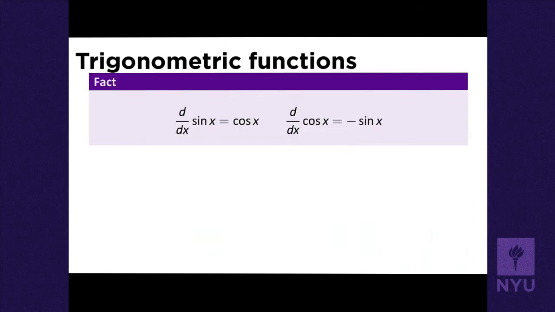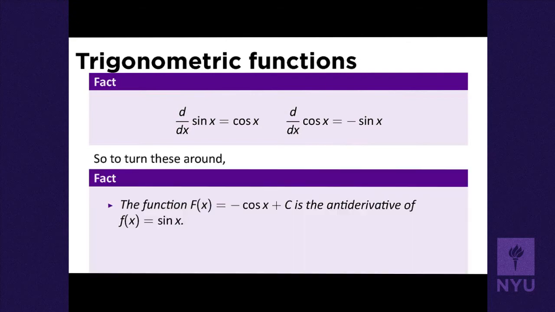How about some trigonometry? Remember from differentiation that the derivative of sine is cosine, and the derivative of cosine is negative sine. Well, that shouldn't be too hard to reverse to get anti-differentiation formulas for sine and cosine.